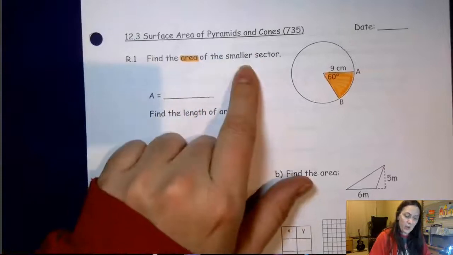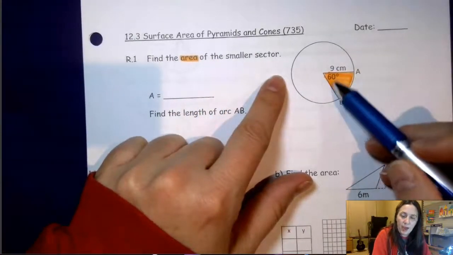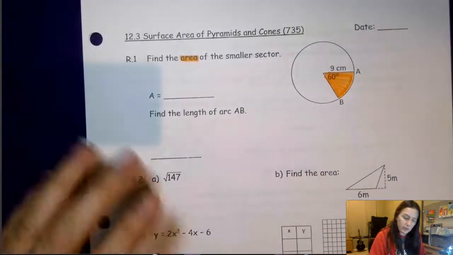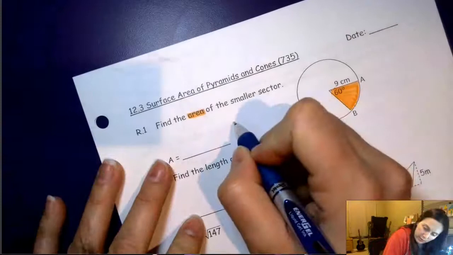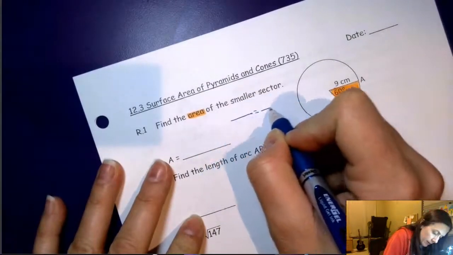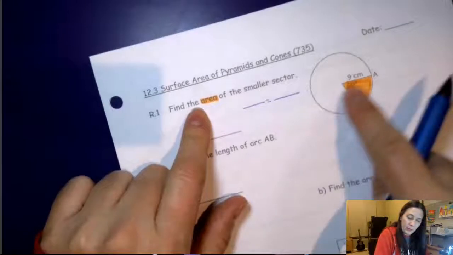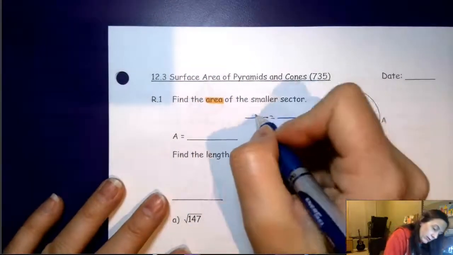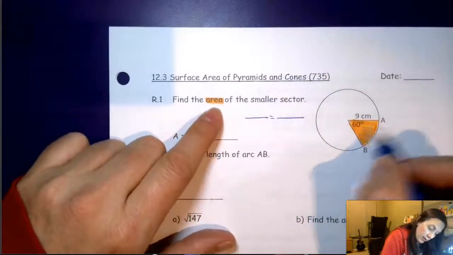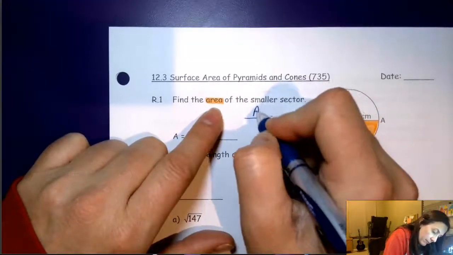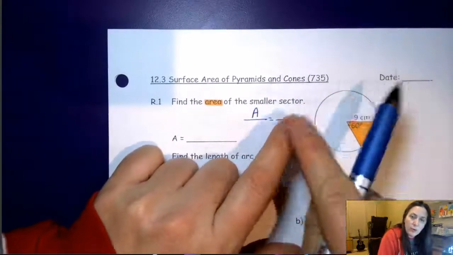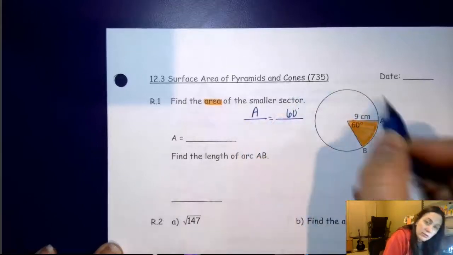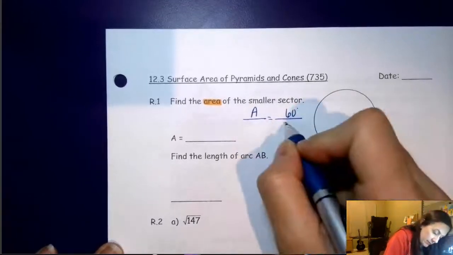Find the area of the smaller sector. The smaller sector right here is like that piece of pie. Remember, if we want to find the area of a piece of it, we set up proportions. I put the area as the piece, the part on top and the whole on the bottom. The area that I'm looking for, that little piece, goes over here. The degrees go over here. The part degree goes up top, so I'm going to put 60 degrees up top, and the entire degree of a circle is 360.